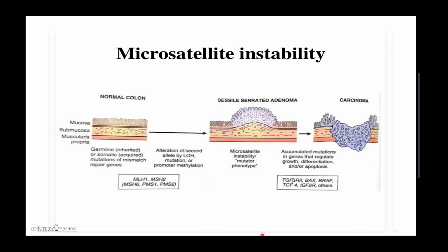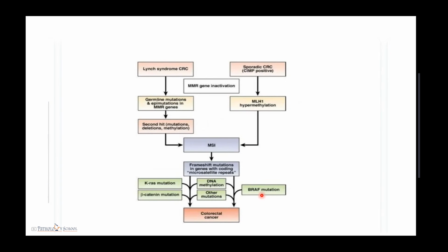So here we have discussed already the genes, like the MMR genes which are involved. And yeah, so this is another diagrammatic representation telling us, again, what happens. See, this is Lynch syndrome colorectal carcinoma. This is sporadic CRC. So MMR gene inactivation is happening. Now here, in sporadic CRC, MLH1 is hypermethylated. In Lynch syndrome, there are germline and epimutations in the MMR genes. And the second hit is going to cause deletions, methylations, and mutations, and then it is going to cause MSI.